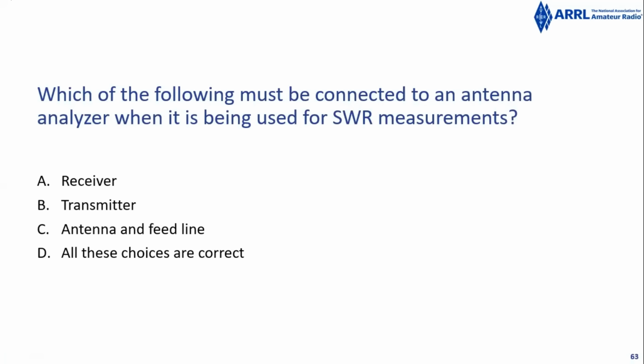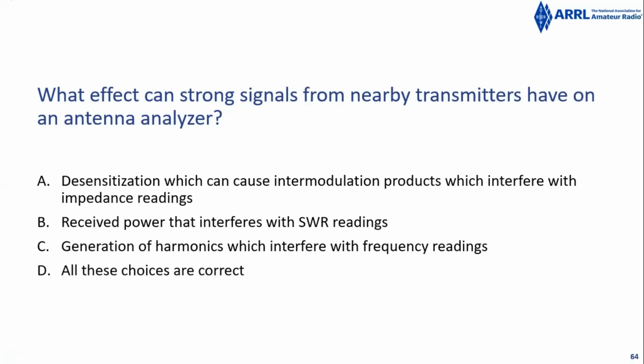Which of the following must be connected to an antenna analyzer when it is being measured for SWR? The receiver, transmitter, antenna, and feed line. I think C. Yep. You don't need your transmitter connected when you're checking the antenna and feed line.